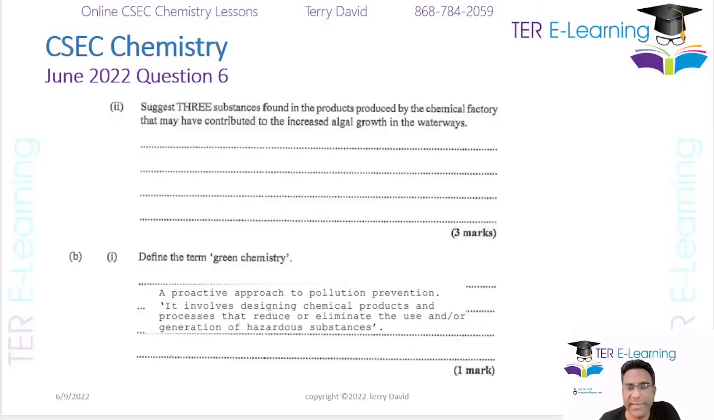Let's see what you all are saying here. Right, so I've seen people saying nitrates, phosphates. Yeah, those are the things that contribute to algal growth. The 3 substances, right? So one, we can say nitrates for sure, and that's for the fertilizers. So nitrates, right? Also phosphates, right?